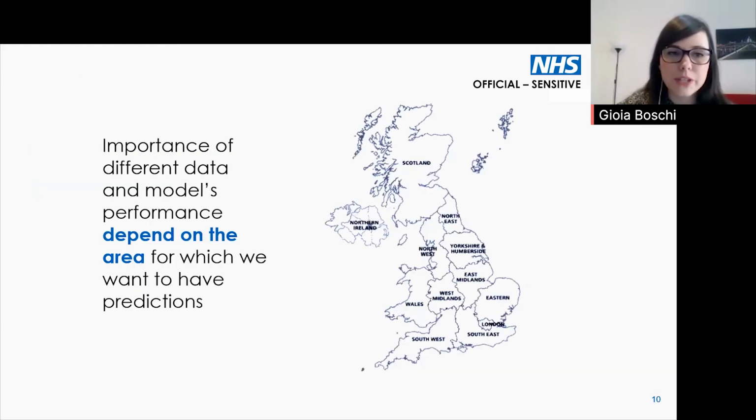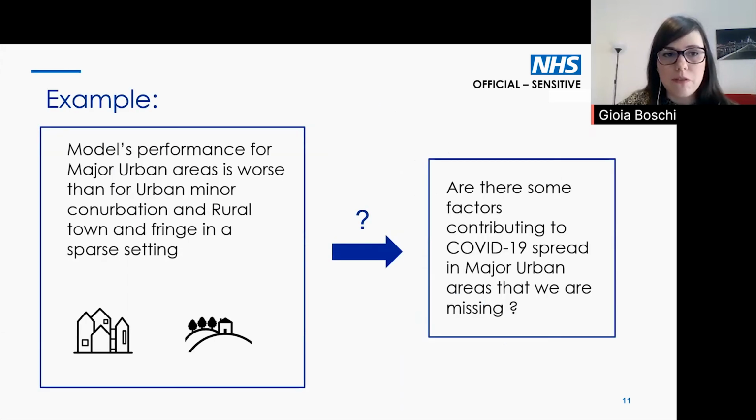Other interesting information comes from the importance of different data and model performances and how these depend on the area for which we want to have predictions. In fact, in my model, I get that the model's performance for major urban areas is worse than for other rural areas. And this raises interesting questions on which factors we are missing in urban areas that contribute to the spread of COVID-19. Are there other factors that we have to use to predict COVID-19 tests in these areas?